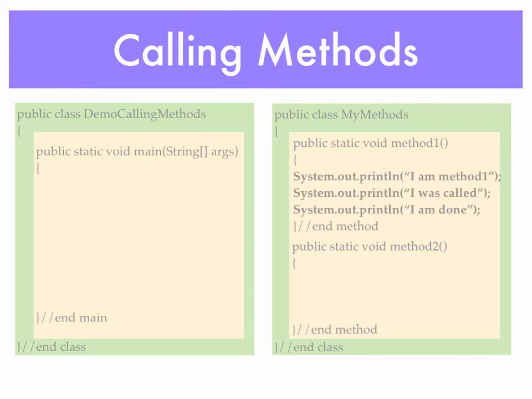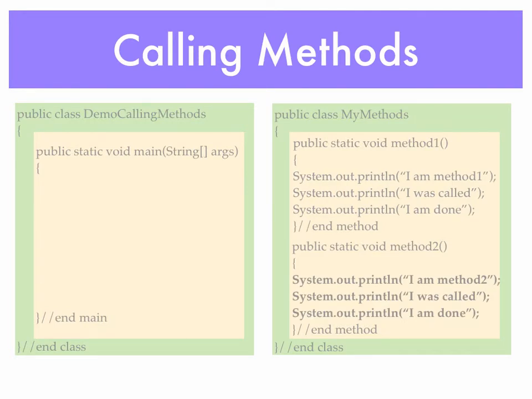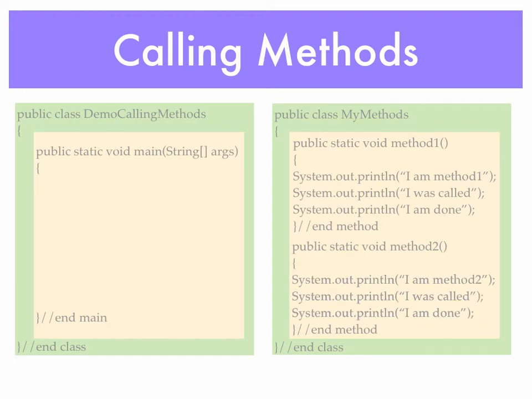I'll have as the body of my method1 the lines that will print to the screen, "I am method 1, I was called, I am done." The body of method2 will print to the screen, "I am method 2, I was called, I am done." So there's my completed class, MyMethods.